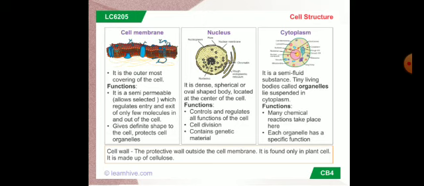Many chemical reactions take place here, many metabolic reactions like respiration, digestion, and formation of proteins, carbohydrates and fats. Each organelle has a specific function. For example, mitochondria generate or produce energy, so they are also called the powerhouse of the cell. Similarly, ribosomes are there which synthesize proteins.